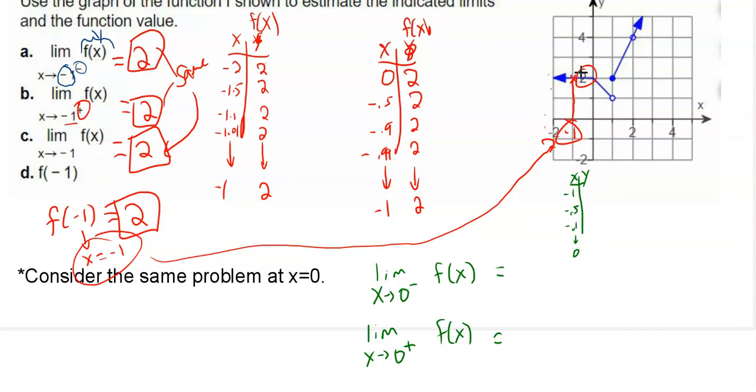And what I don't want to do is spend a lot of time identifying the values. It's these numbers here. The y-coordinate's 2 every time, right? 2, 2, 2. So it's approaching 2. It's just like these problems over here. So I don't want to belabor that point.